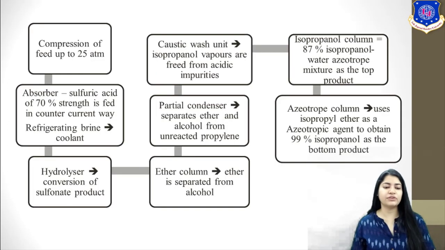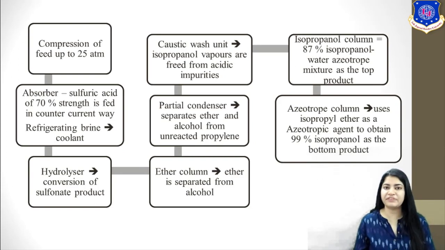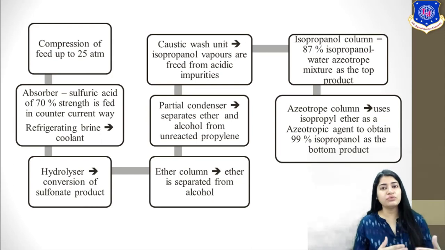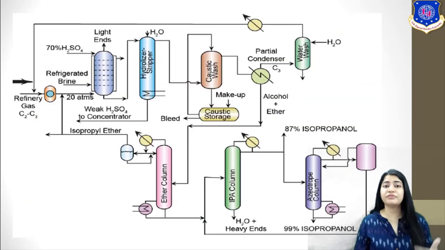So moving back to the process here. The first step is what? Compression of your feed up to 25 atm, because absorption is going on. Now in the absorber, you are sending your sulfuric acid with 70% concentration, such that a counter current way of contacting is there between the vapors and the liquid. Here refrigerating brine is used as a coolant. Why? Because this is a highly exothermic reaction.